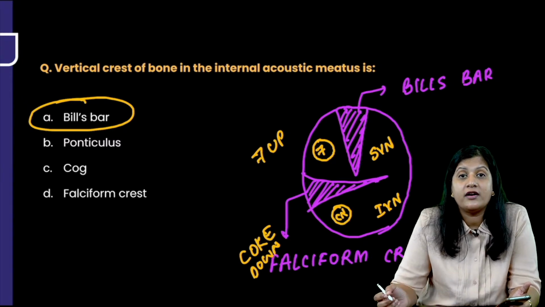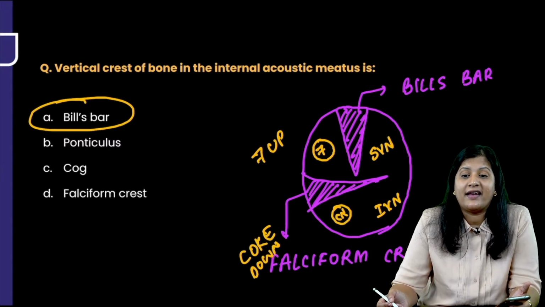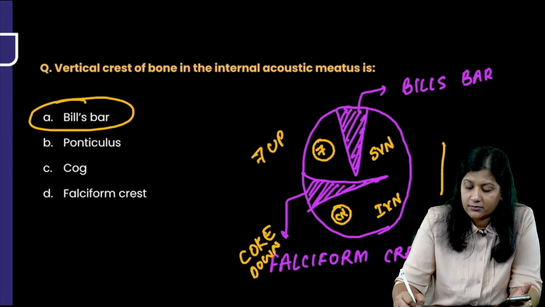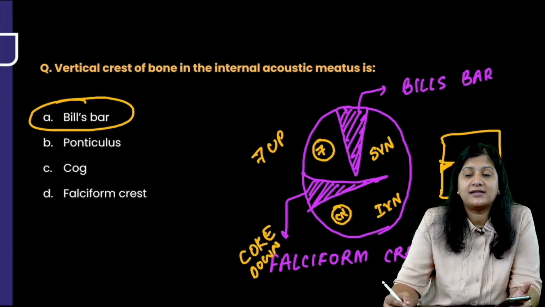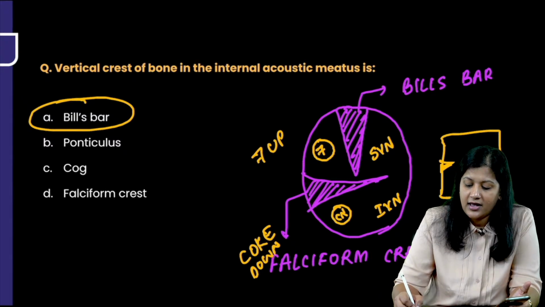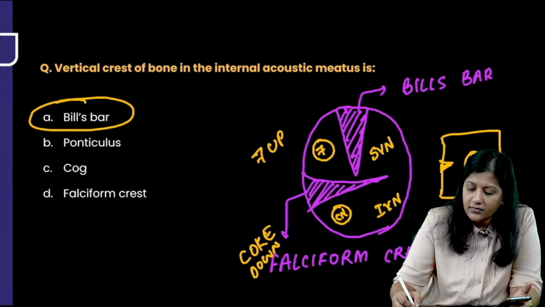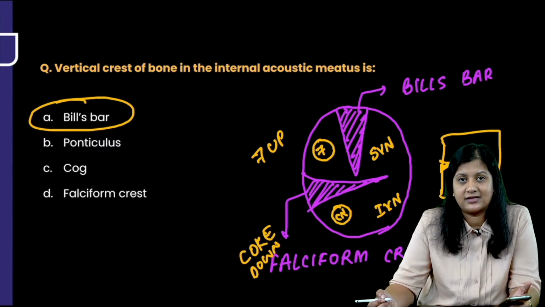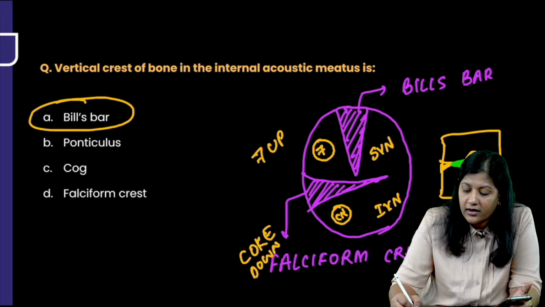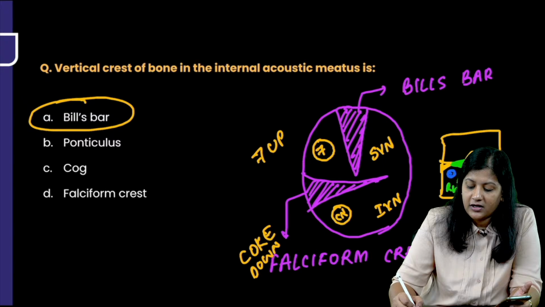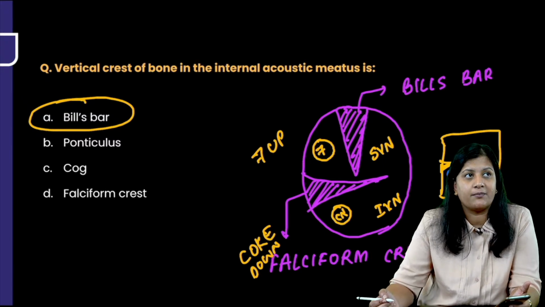Now what is ponticulus? Ponticulus is an extension from the promontory to the pyramid. So if we take the middle ear, in the middle ear you have a projection on the posterior wall called the pyramid. And you have the promontory which is formed by the basal turn of the cochlea. So you have an extension from the promontory to the pyramid. This is called your ponticulus. An extension of the promontory to the round window, we call it the subiculum. And the space that is present in between the two, we call it the sinus tympani.